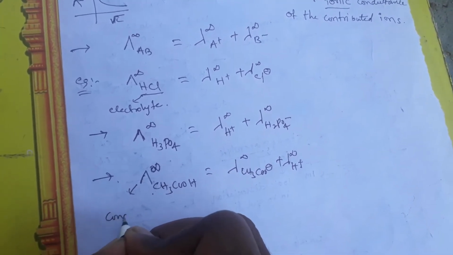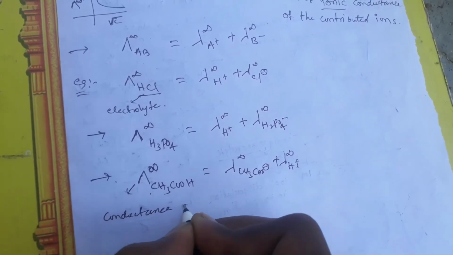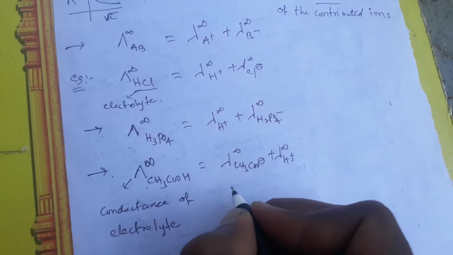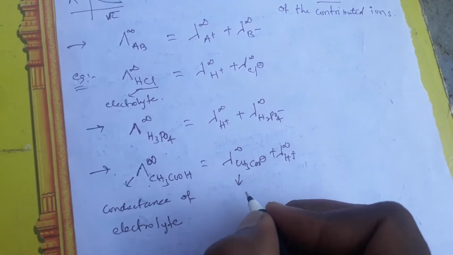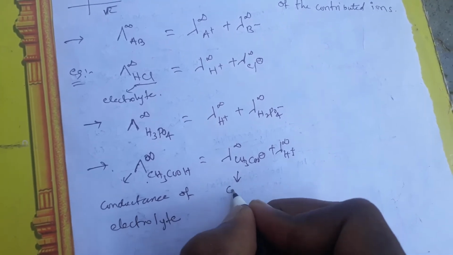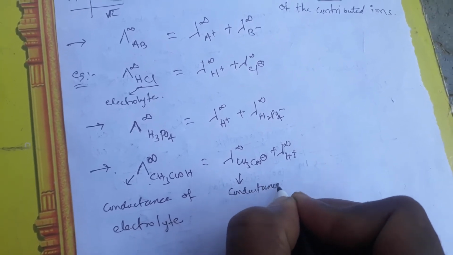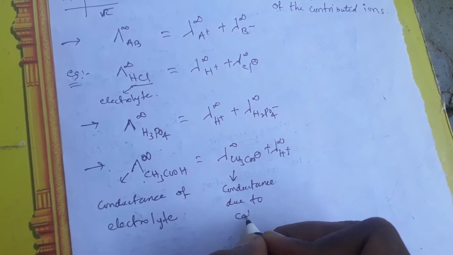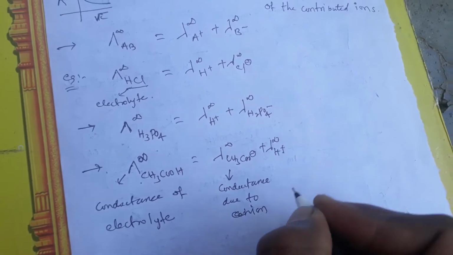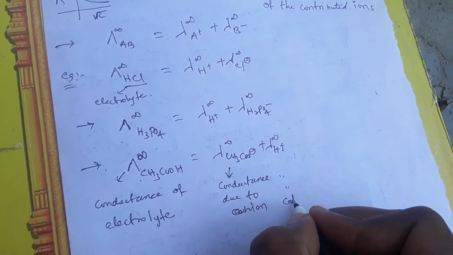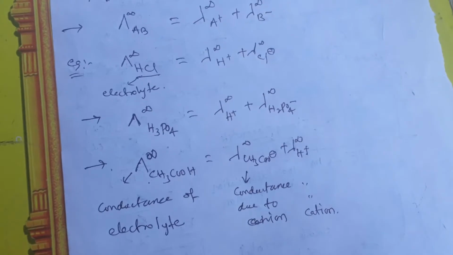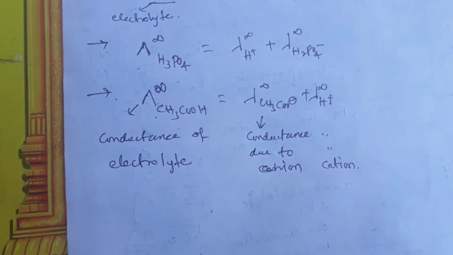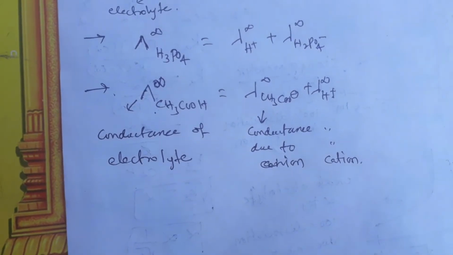This is the conductance of the electrolyte, which is equal to the sum of the ionic conductance of the individual ions. So this is the conductance due to the anion and here is the conductance due to the cation. If you add both, then you will get the total conductance of the electrolyte. This is the meaning of Kohlrausch's law. So we will see the applications of Kohlrausch's law.